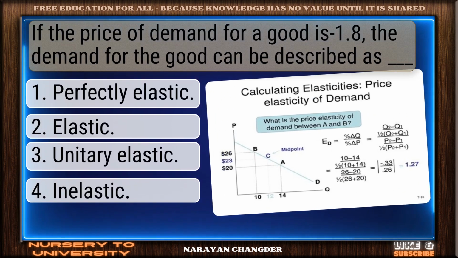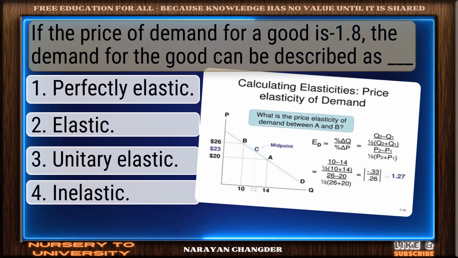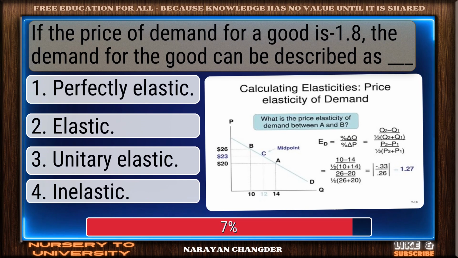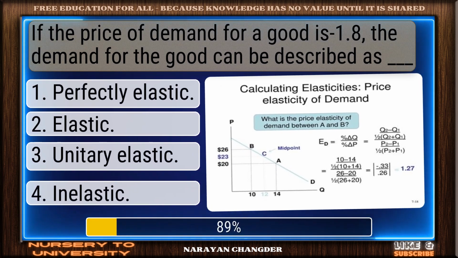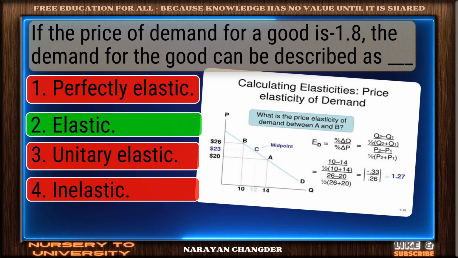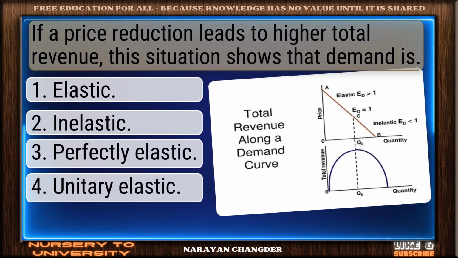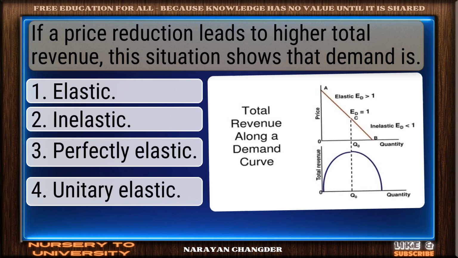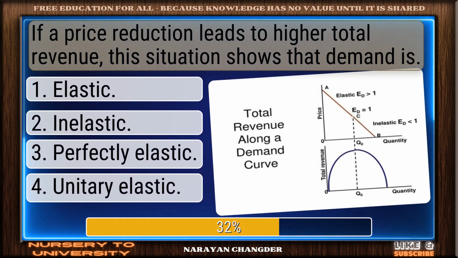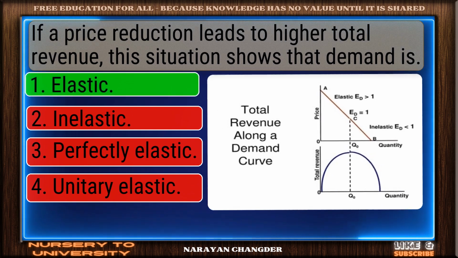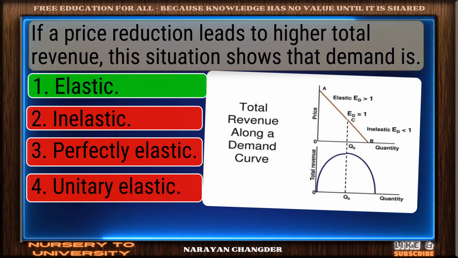If the price elasticity of demand for a good is 1.8, the demand for the good can be described as dash. Correct response. Elastic is the most accurate answer. If a price reduction leads to higher total revenue, this situation shows that demand is. You chose elastic, and it is correct.